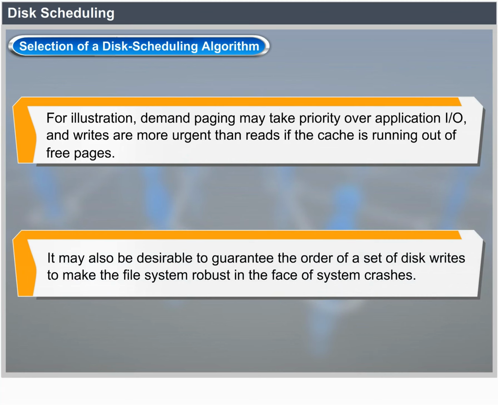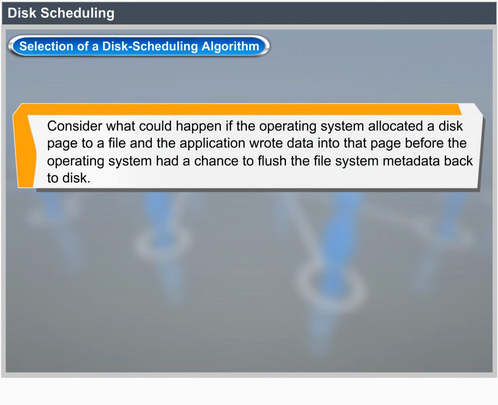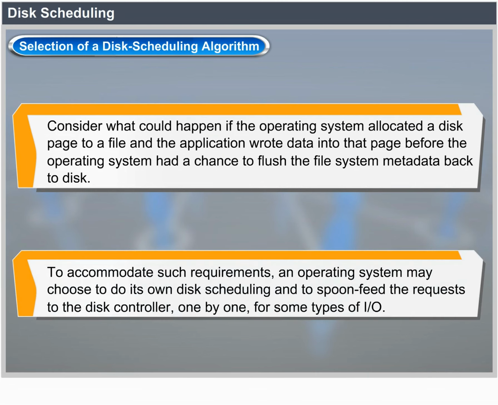Consider what could happen if the operating system allocated a disk page to a file and the application wrote data into that page before the operating system had a chance to flush the file system metadata back to disk. To accommodate such requirements, an operating system may choose to do its own disk scheduling and to spoon-feed the requests to the disk controller one by one for some types of input-output.